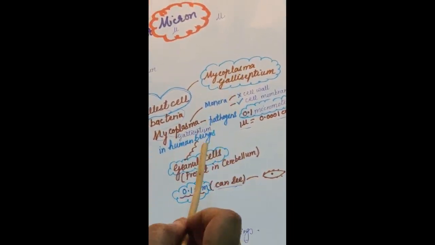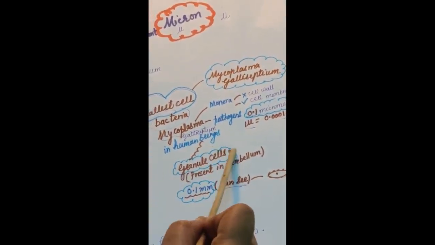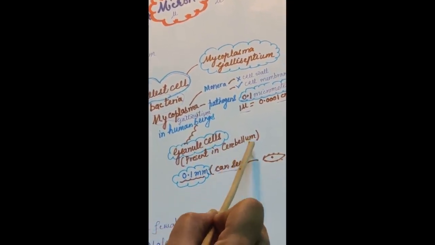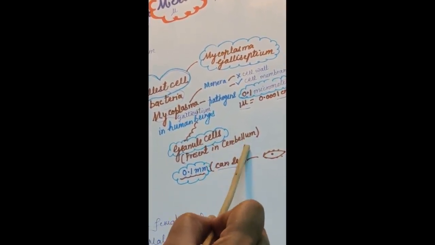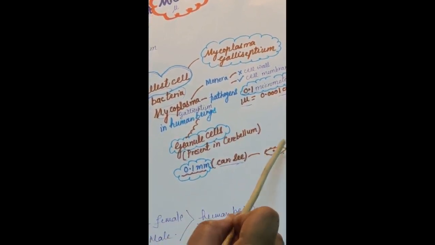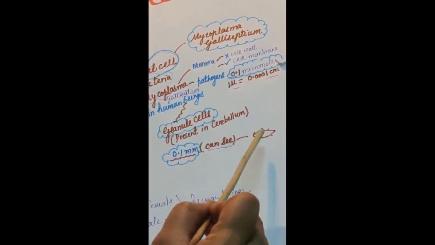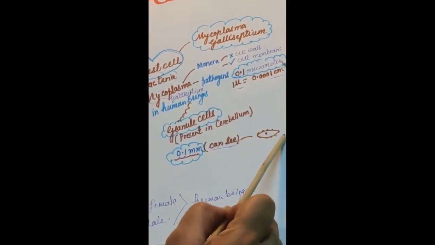Now another cell which is very small is the granule cell. Where are these granule cells present? They are present in the cerebellum. Cerebellum is a part of our brain. Up to 0.1 mm, we can see anything.